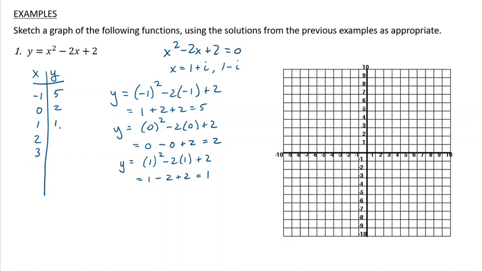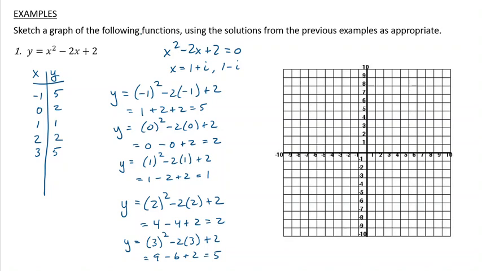And then I'll ask you to go ahead and fill in the last two. So if you want to just pause briefly and work those out, and then unpause, and we'll complete this together. Okay, so there the rest of the table is completed.